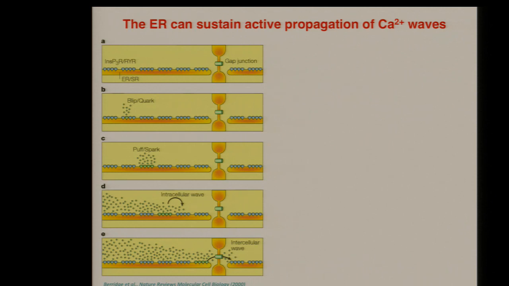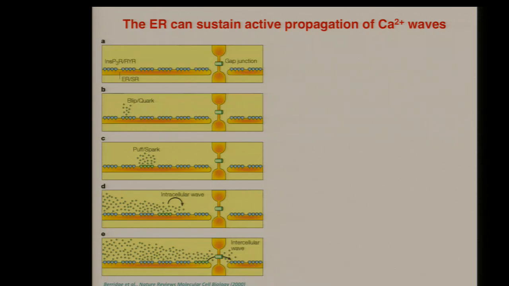So this is the ER, and you have these IP3 receptors, let's say. When calcium is released in only a subset of them, it will just lead to a localized increase, and it doesn't propagate, basically. Even if there is a bunch of them, there is no propagation. But because of the characteristics of this receptor, which is also dependent upon the cytosolic calcium concentration, if a certain threshold is reached, it can start propagating as a wave. So it's actively propagated, mediated by these IP3 receptors.